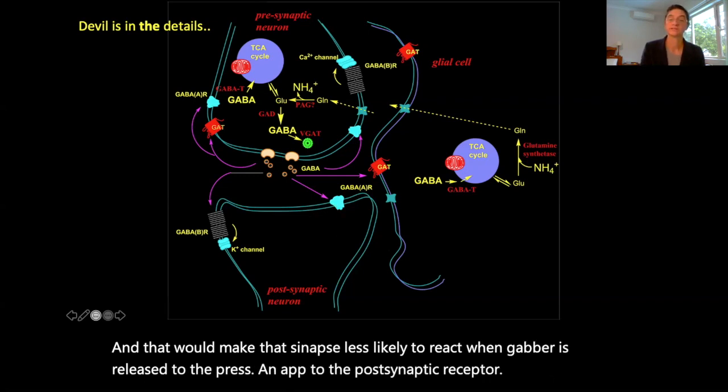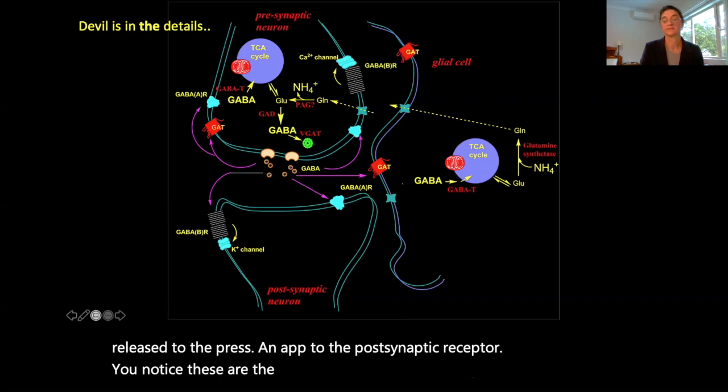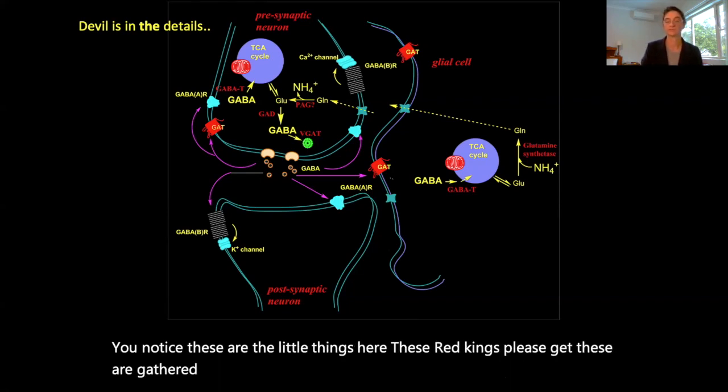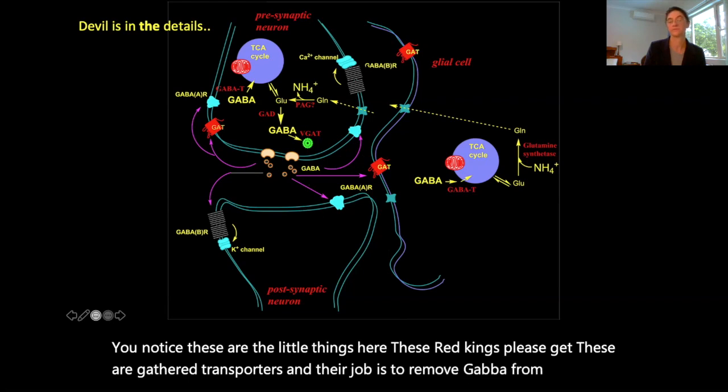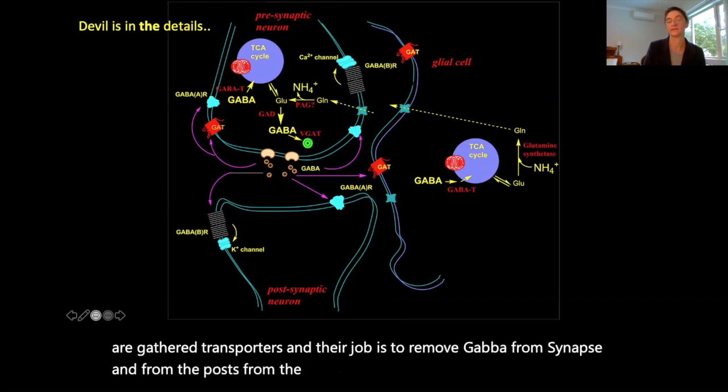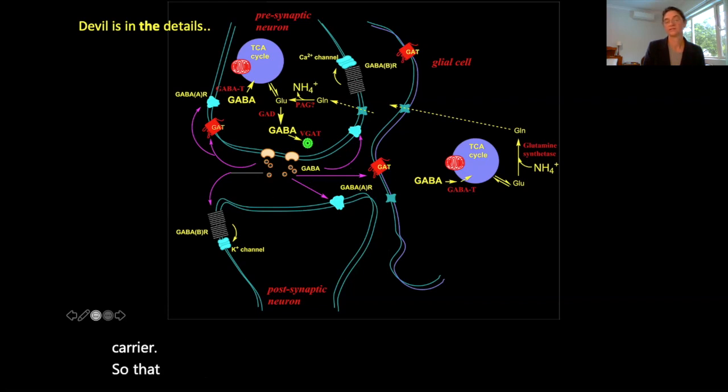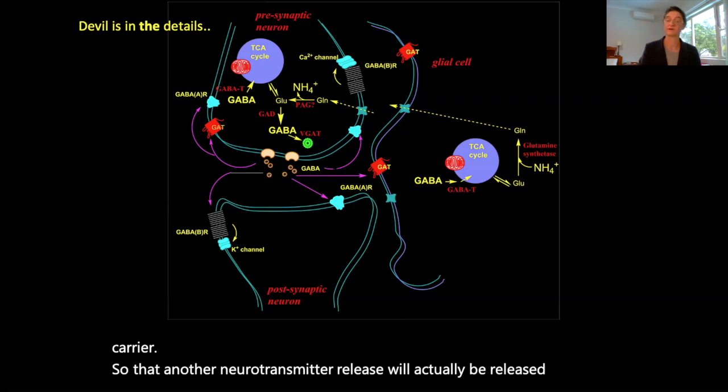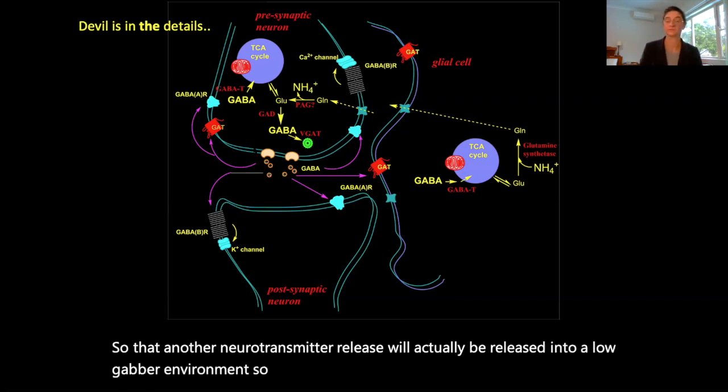You'll notice these other little things here, these red things, these GATs. These are GABA transporters, and their job is to remove GABA from the synapse and from the presynaptic area or the perisynaptic area, so that another neurotransmitter release will actually be released into a low GABA environment, so it would have more likelihood to be able to cause an inhibitory postsynaptic potential.